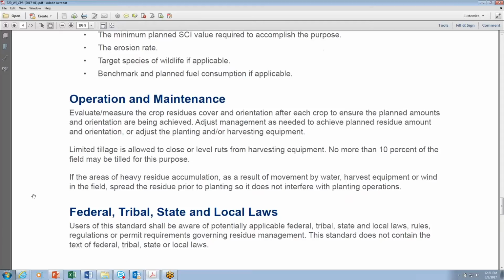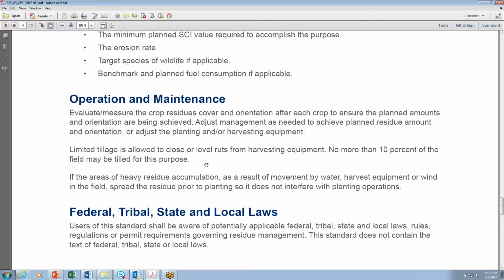Basically, some of the things that we have to pay attention to is don't be on there when it's not the right condition to be out there, because if we aren't careful, we're going to have to level ruts out because we're going to get conditions where that can be a problem. Here it's interesting because it says no more than 10% of the field can be tilled if we want to call it the no-till or reduced or no-till practice standard.